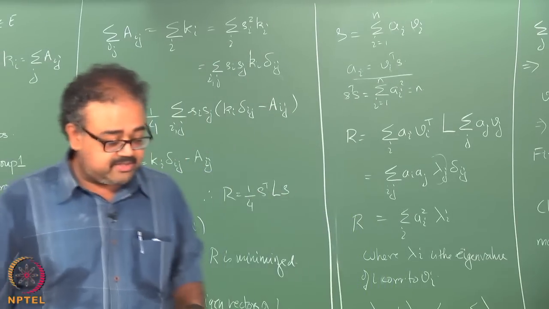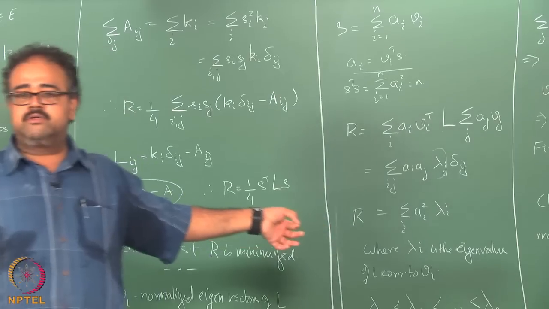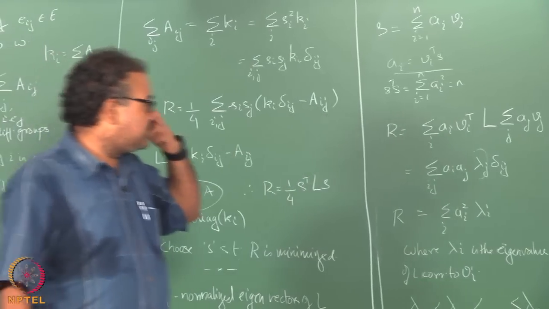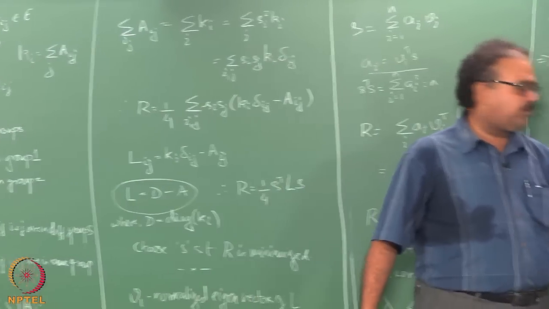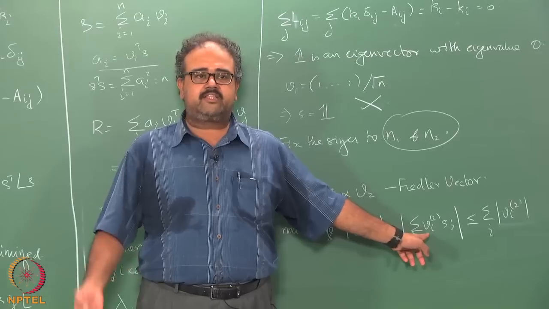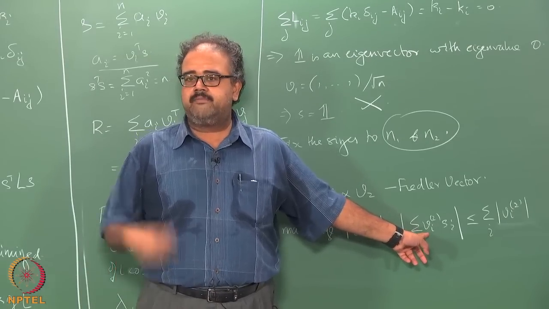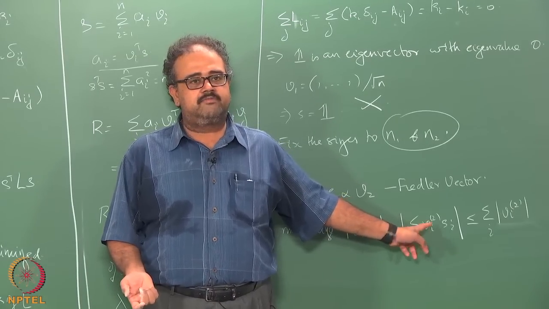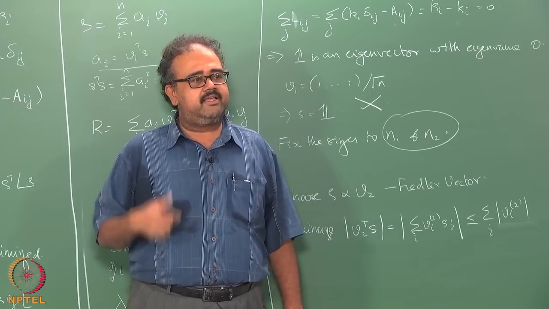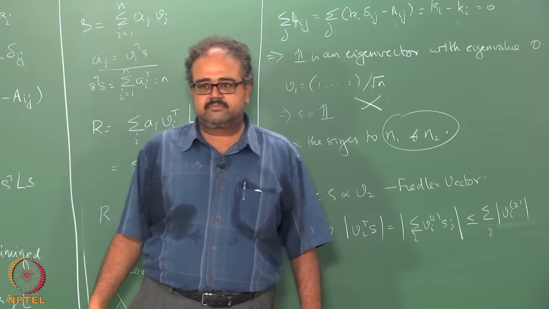So what I do now is look at V2, and this is essentially the ith component of V2. I look at the ith component of V2. If it is greater than 0, I make Si plus 1. If it is less than 0, I make Si minus 1.